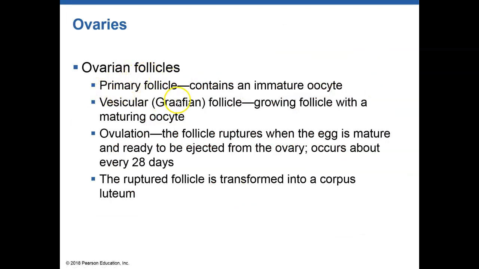So we have the primary follicles, then we have the vesicular follicles, and primary follicles contain those immature oocytes. The vesicular follicle contains a maturing oocyte. Ovulation occurs, and that vesicular follicle bursts or ruptures, and that oocyte is then ejected into the fallopian tubes, and that ruptured follicle becomes the corpus luteum.